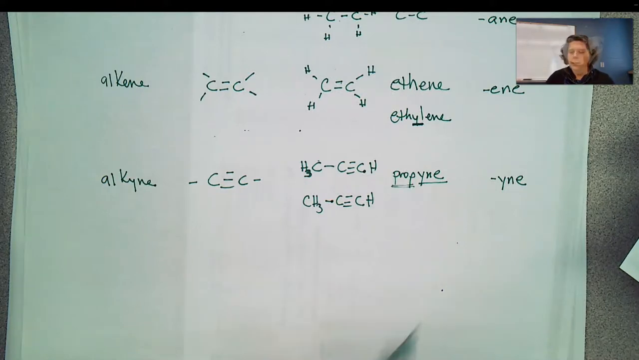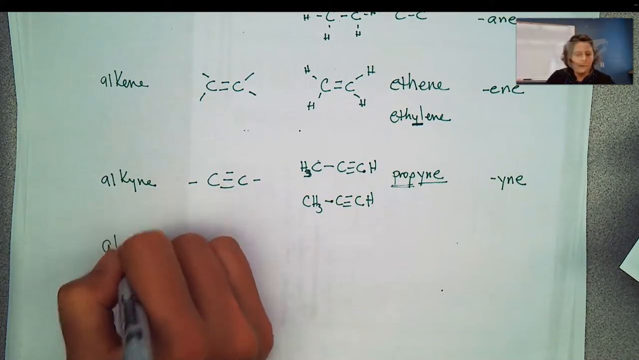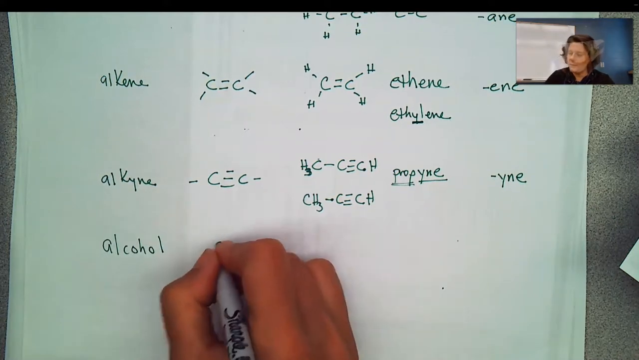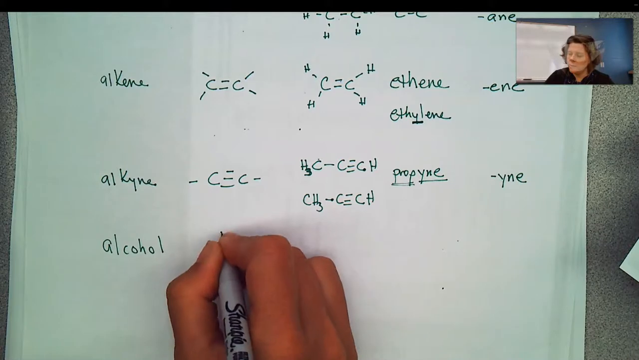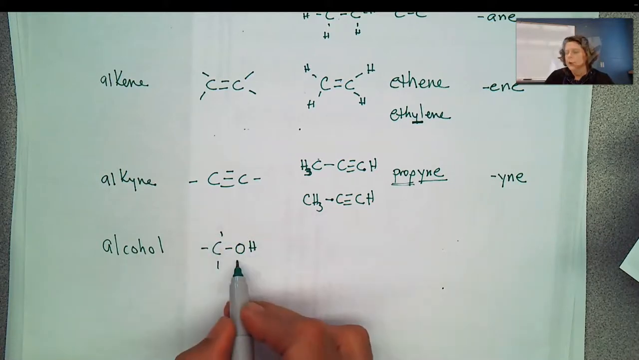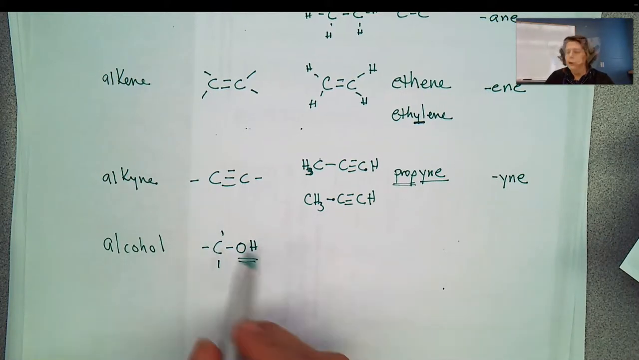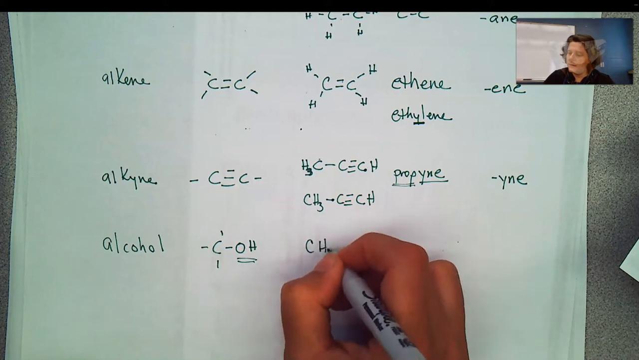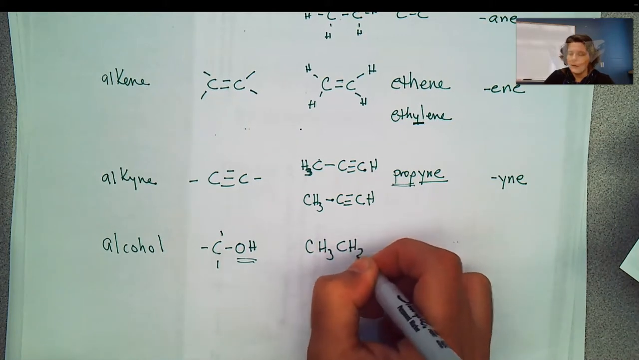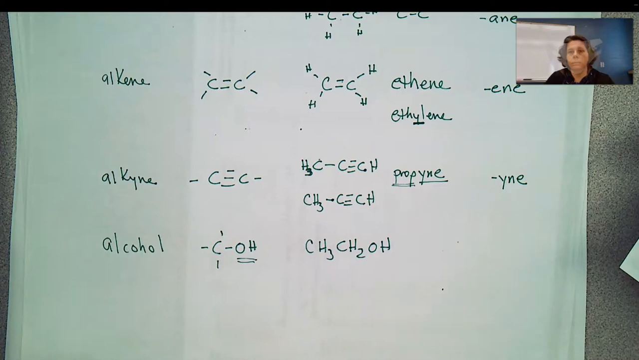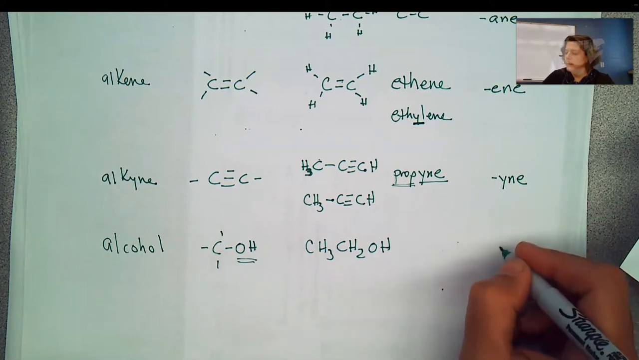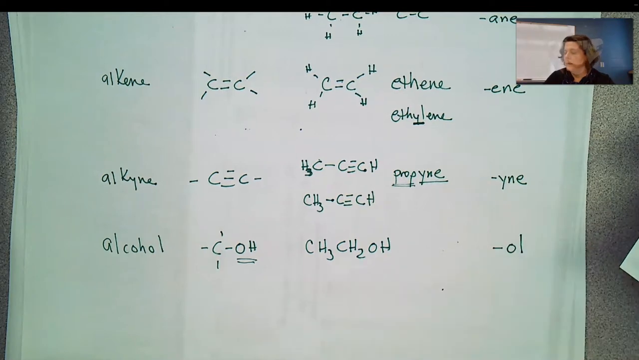Okay. The next one on our list is alcohols, which you guys all know. And the functional group there is OH. It means it has this OH group connected to a carbon. That's what an alcohol is. Now if I write CH3CH2OH, that's the example. It ends with OL.